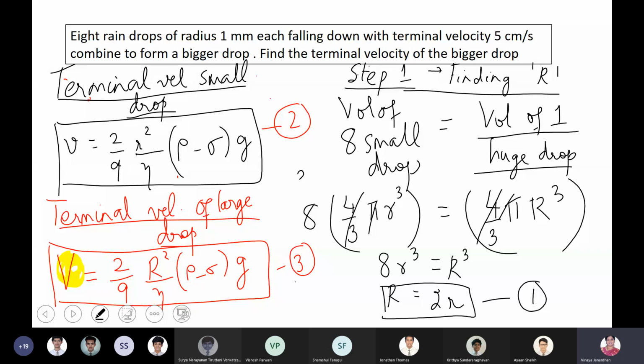Divide equation 3 by 2, and get me the value of the terminal velocity of the huge drop, that is capital V. Will you be able to do this, boys? 2 by 9 will get cancelled off, rho minus sigma will get cancelled, G will get cancelled, eta gets cancelled. Is it 20 meters per second? 20 centimeter per second. Correct, correct.